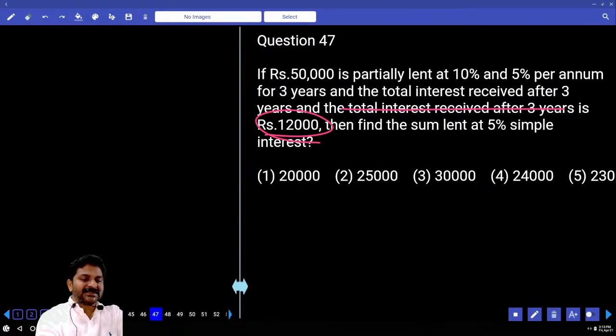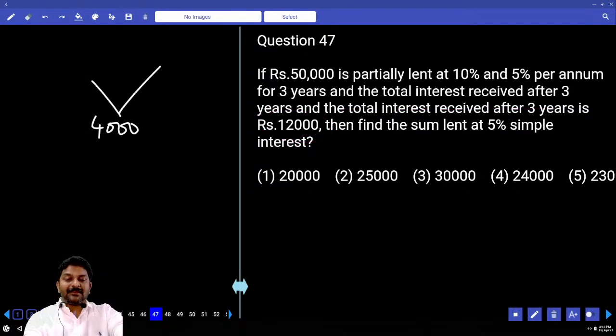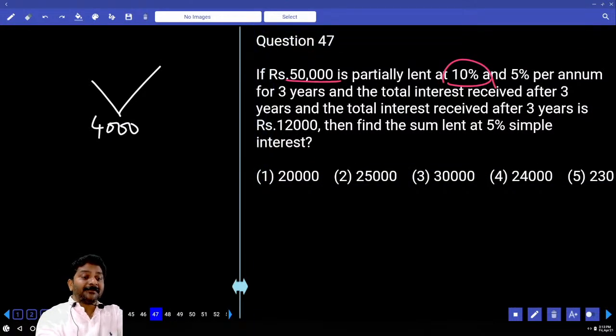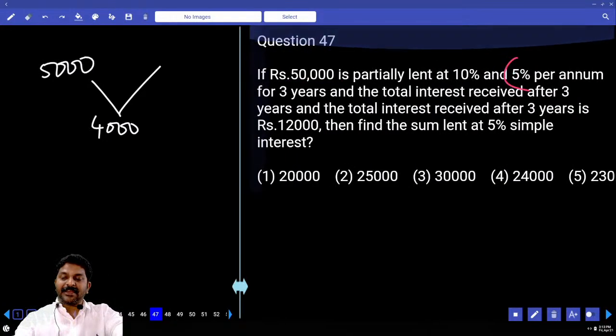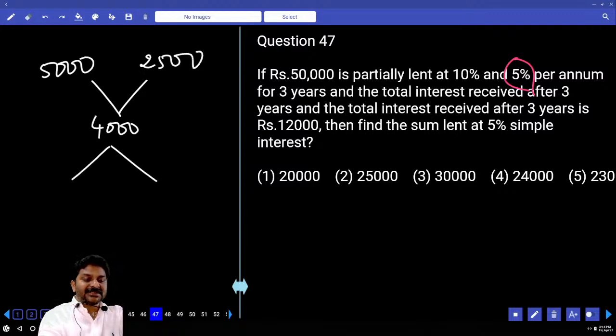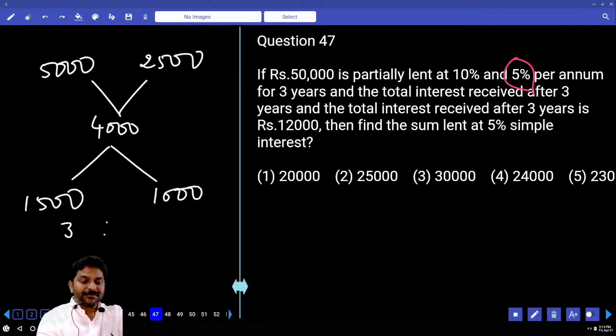divided by 3, which is 4,000 per year. I am using allegation here. If the total money of 50,000 is given at 10% per annum, how much interest will we get? 5,000. If the total money is invested at 5% per annum, the interest obtained is 2,500. Now when you go for allegation, 1,500 here, 1,000 here, the ratio is 3:2.